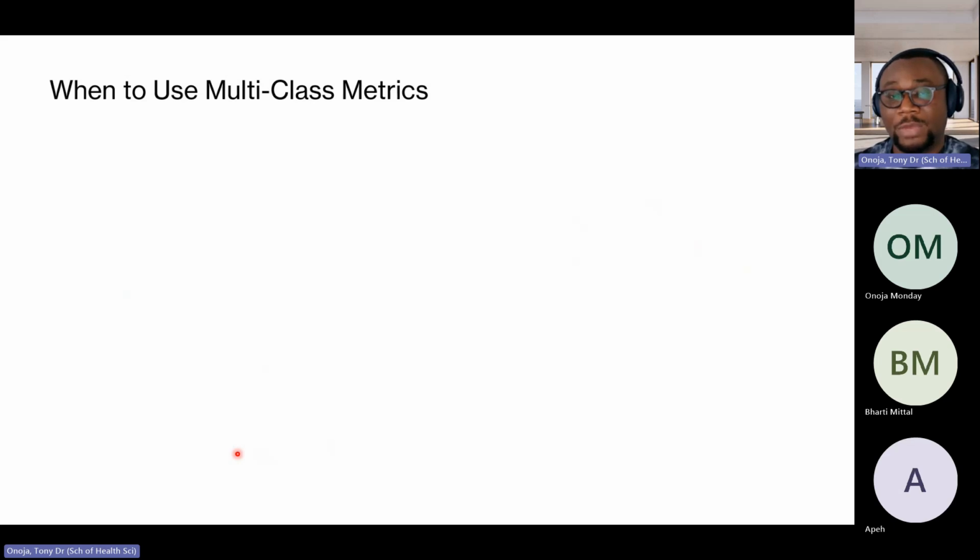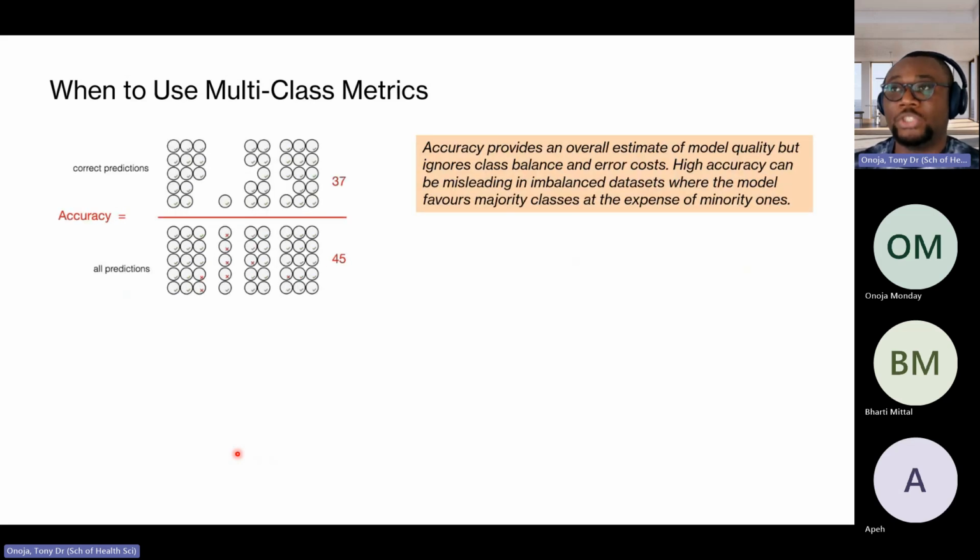So it's a similar way when we talk about these metrics. You have to make sure the metrics you are using, again, it depends on your dataset, take care of some of these nitty-gritty things that could arise. So when you are looking at accuracy in the case of a multi-class problem, the accuracy provides an overall estimate of the model quality, but ignores class balance and error cost. So high accuracy can be misleading in an imbalanced dataset where the model favors majority classes at the expense of the minority ones.